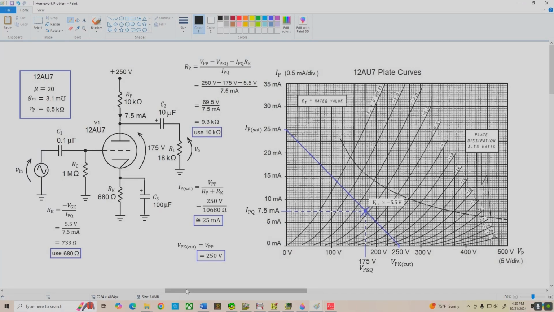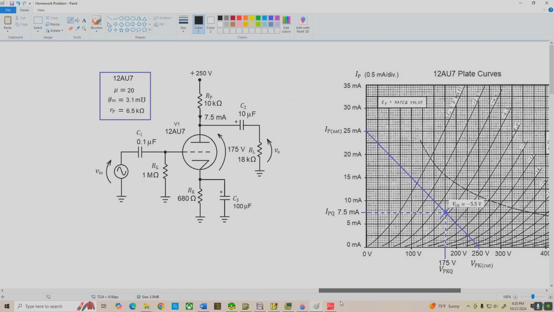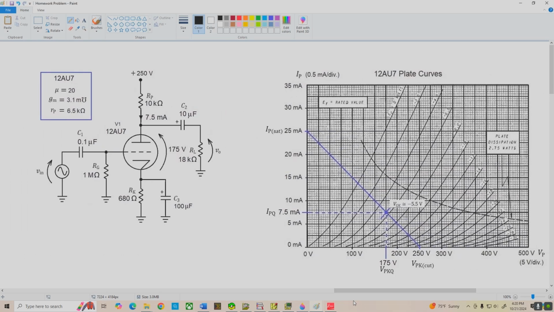So let's go on over and look at a decluttered version of this page, and we'll get to work on that now. Let's start by determining the small signal plate resistance R prime P, which is little rp in parallel with RP and RL. So that's 6.5K in parallel with 10K and 18K, which works out to be about 3.2 K ohms.